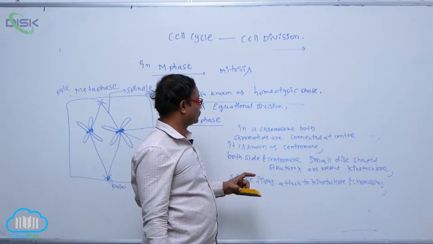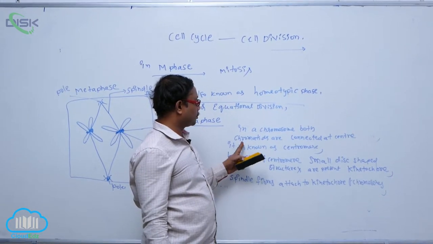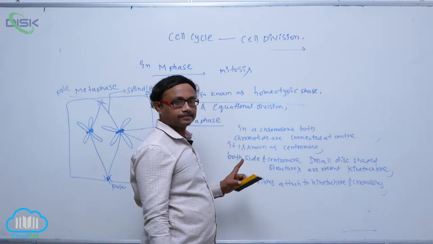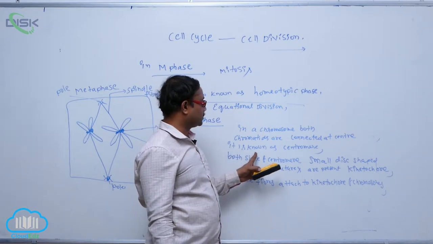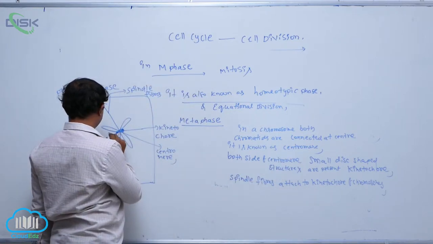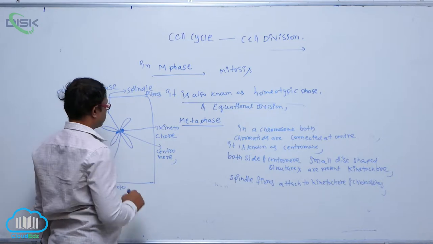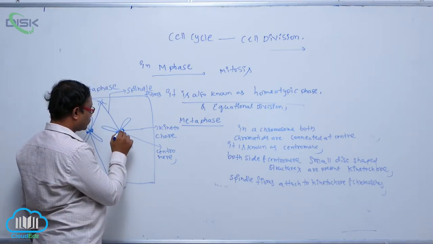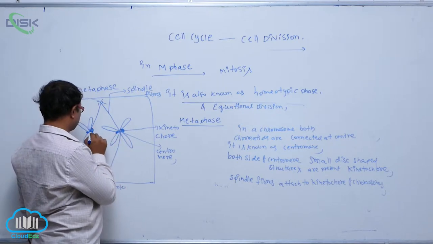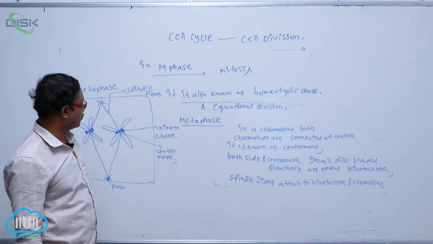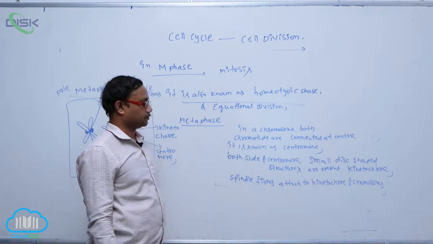In a chromosome, both chromatids are connected at the center. It is known as the centromere. On both sides of the centromere, small disc-shaped structures are present. These small disc-shaped structures are known as the kinetochore.